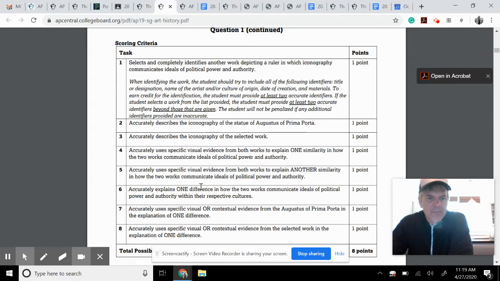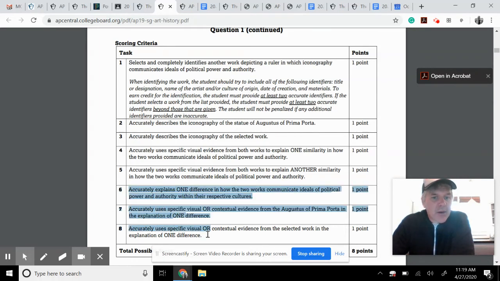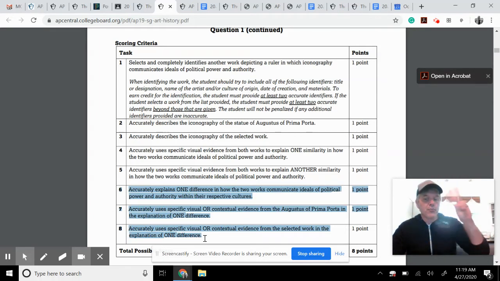Then it says it actually explains 1 difference in the two works and how the two works communicate ideals of political power and authority within their respective cultures. And then it also says accurately uses specific visual or contextual evidence from both in that one difference, and accurately uses specific visual or contextual evidence from the selected work for that one difference. So check it out, you guys. That last part looks like one task point, but it's three task points. And that's where a lot of people's essays will fall apart if they don't practice this, okay?